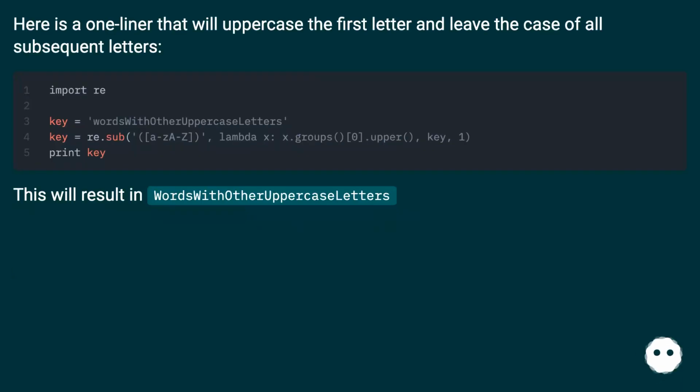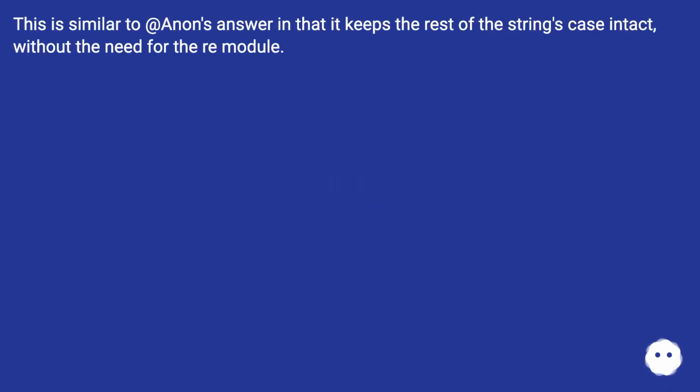Here is a one-liner that will uppercase the first letter and leave the case of all subsequent letters. This will result in words without the uppercase letters. This is similar to Atanon's answer in that it keeps the rest of the string's case intact, without the need for the re module.